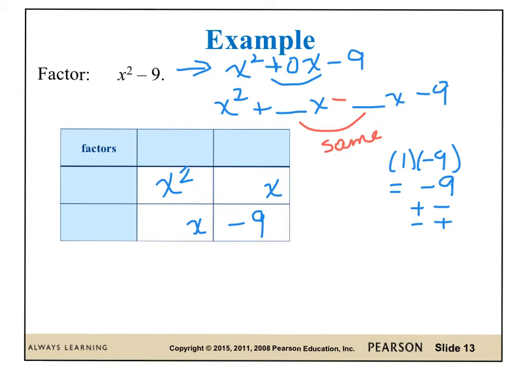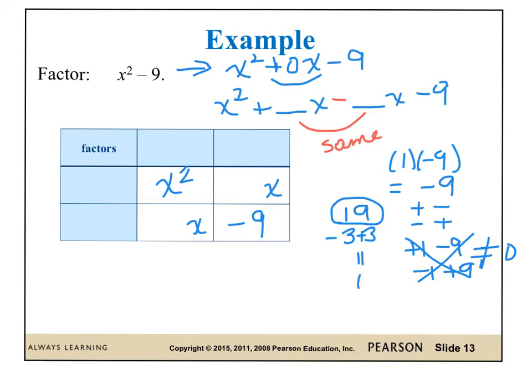Factors are 1 and 9, and 3 and 3. Well, I don't care how you arrange 1 and 9. Positive 1 minus 9, negative 1 plus 9. Neither of those equals 0. However, if you have a negative 3 and a positive 3, that equals 0.